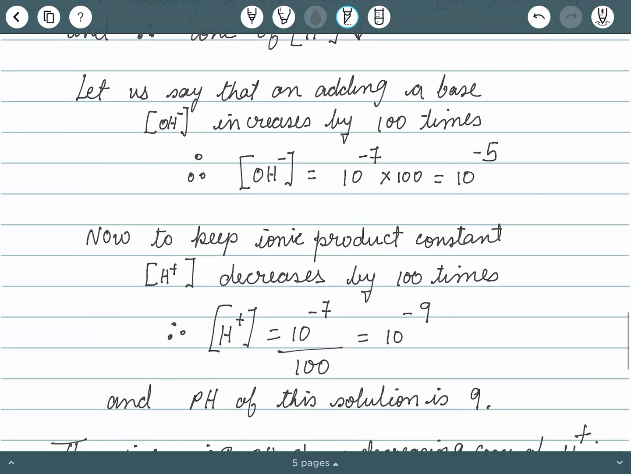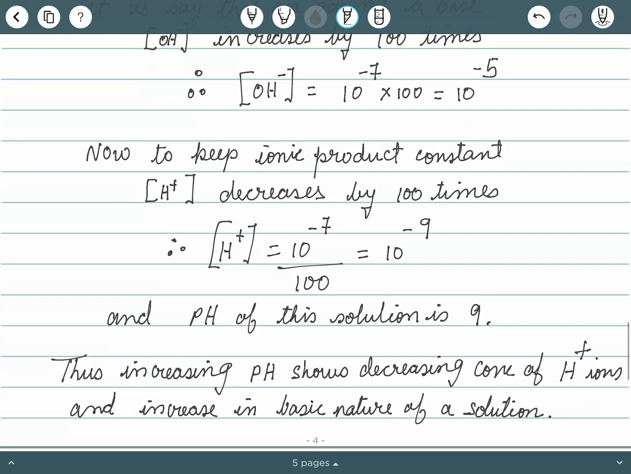But to keep the ionic product constant, the concentration of H plus now has to decrease by 100 times. And therefore, the new concentration of H plus now is 10 to the power minus 7 divided by 100, and that is 10 to the power minus 9 moles per liter. What will be the pH?